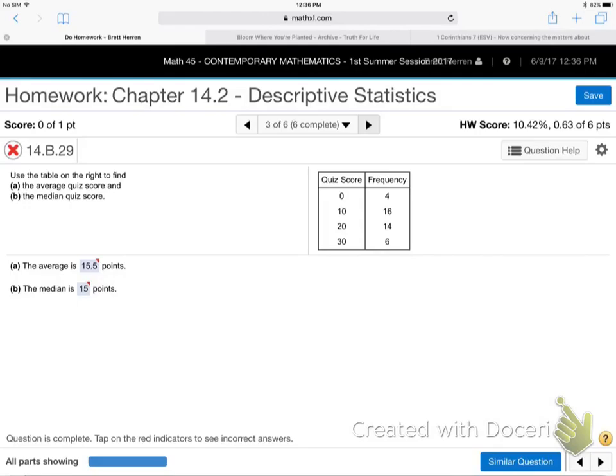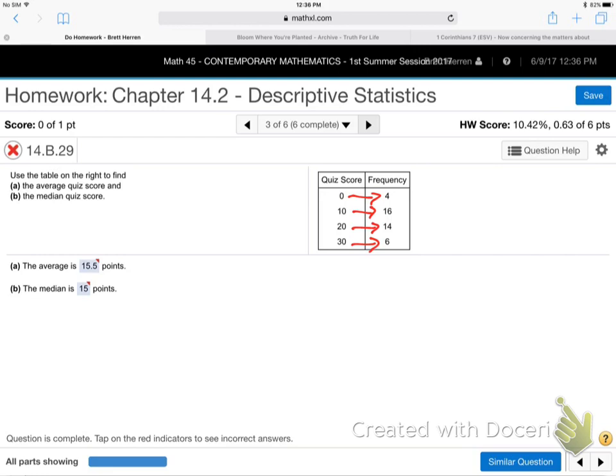Okay. So, what are they talking about? Quiz score. What does frequency mean whenever we're doing that in these different charts? How many times, right? How frequently does that happen? So when they say quiz score 0, frequency 4, that means if this is some class and their results, there's 4 zeros. 4 people got a 0. And 16 people got a 10. And 14 people got a 20, and 6 people got a 30.